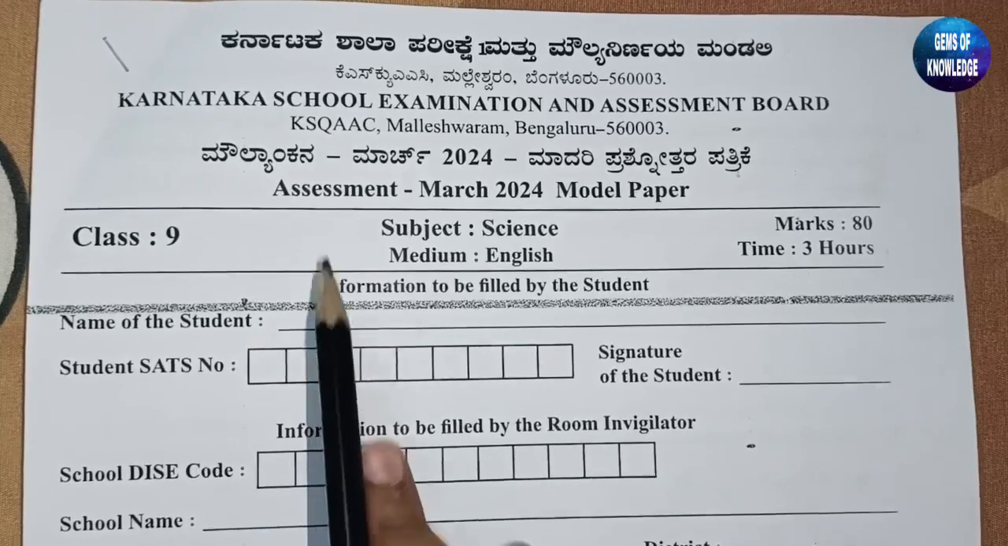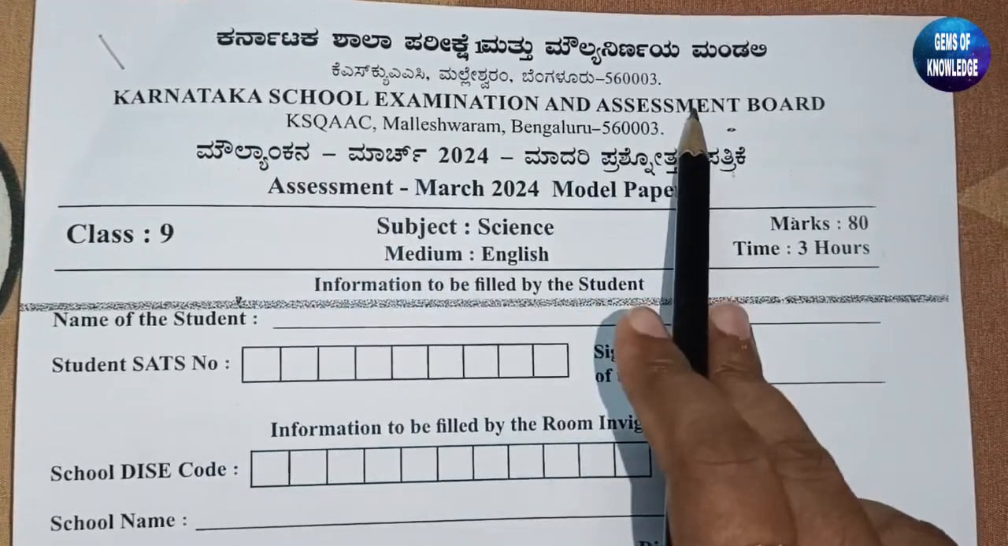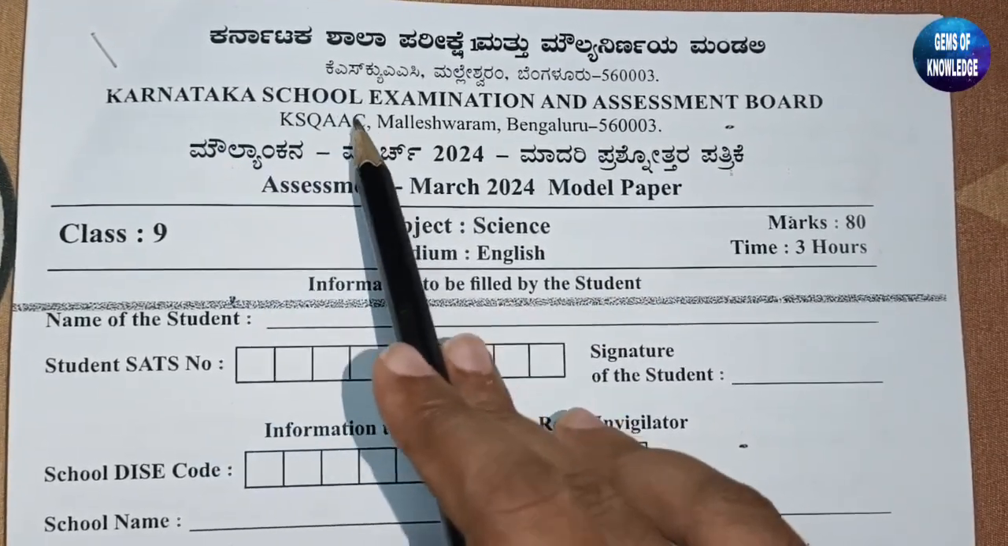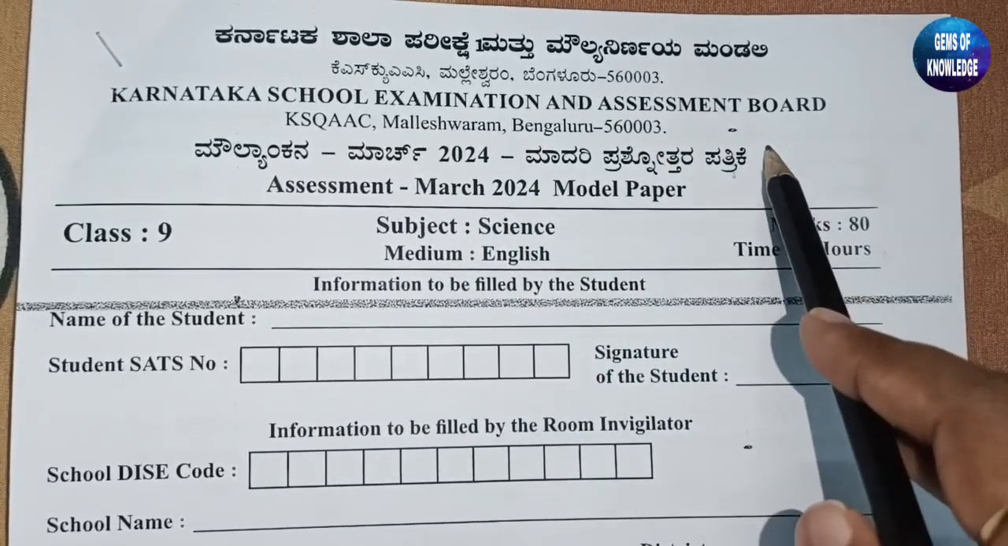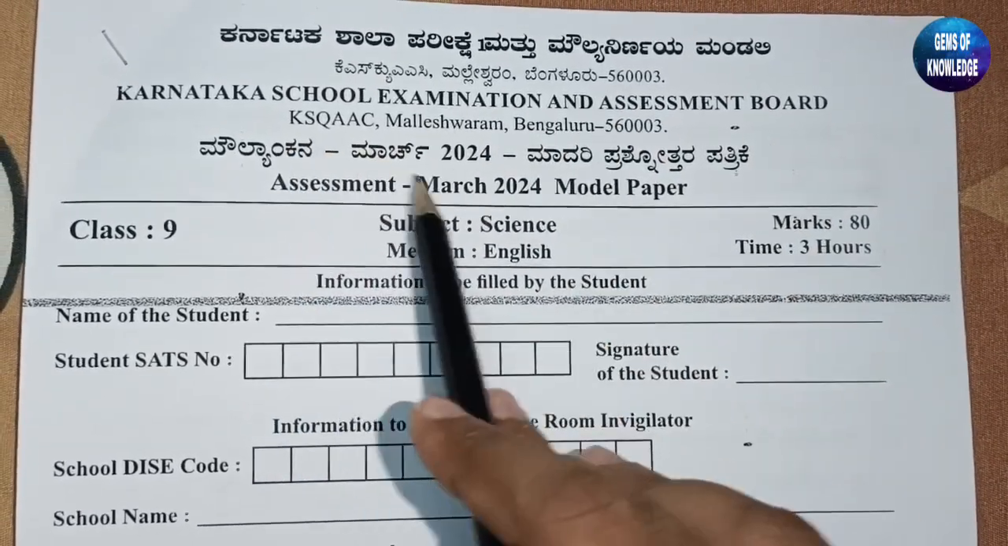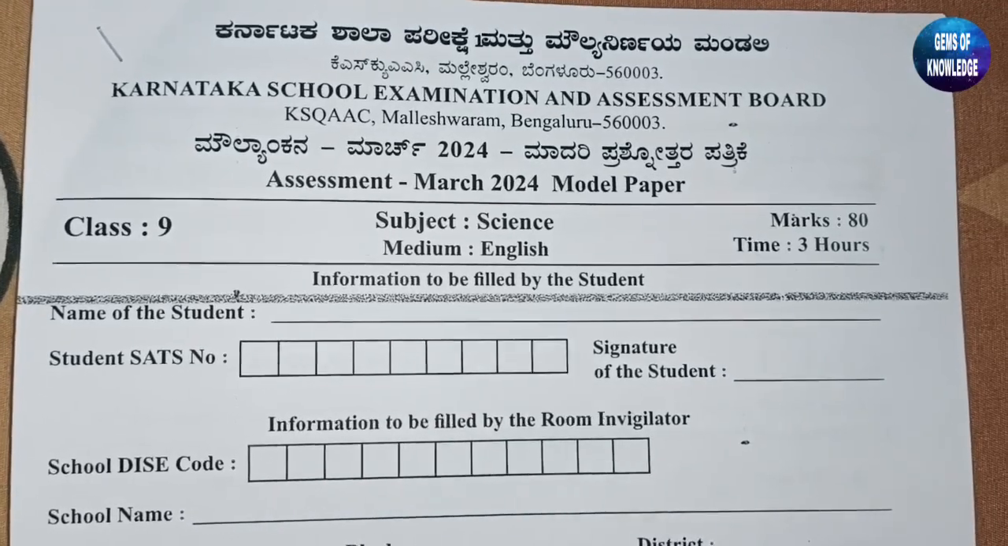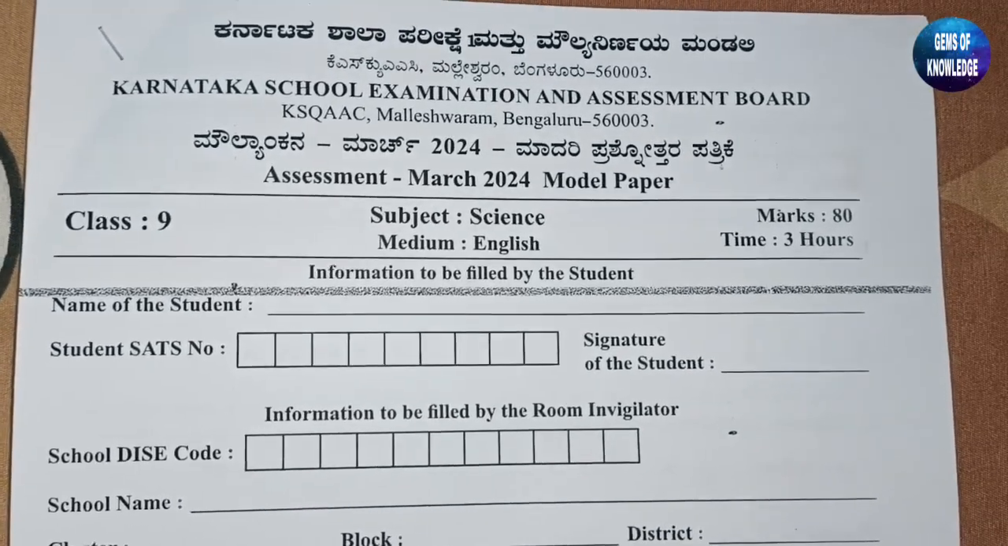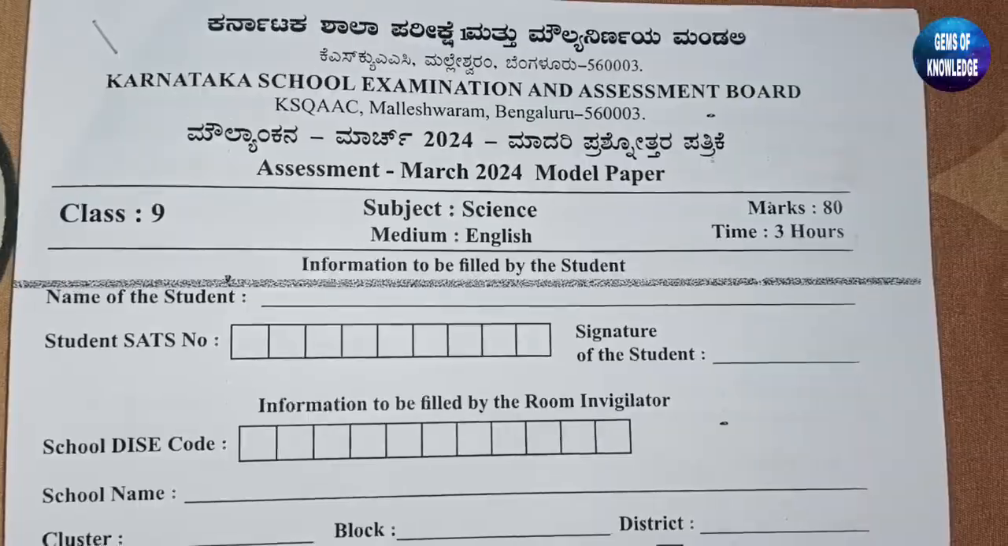So this is the model paper which is given by the board. Okay, you can see here Karnataka School Examination and Assessment Board. So this is from the board paper. So today we are going to solve that paper. So let's quickly start with the video.